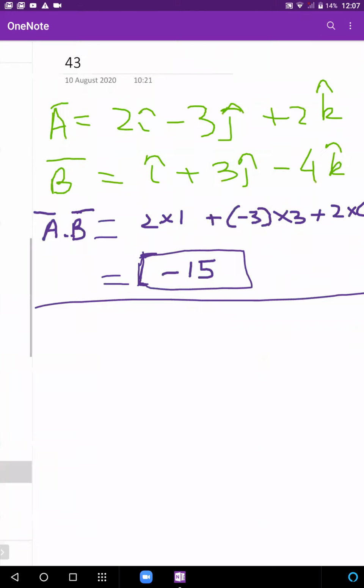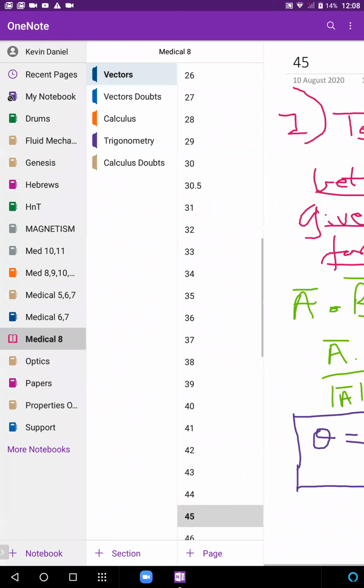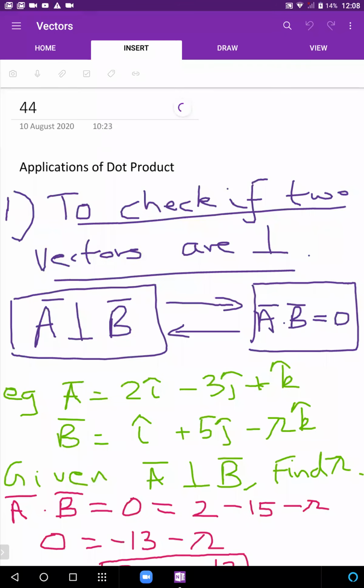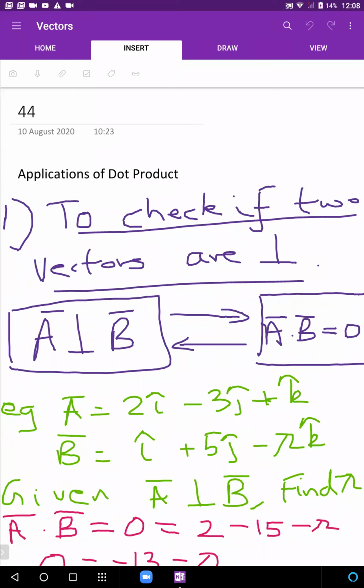Okay. Now, with that, seeing that dot product is so easy, we can try to see now some applications of dot product. Where is it used? So the idea is, one of the places where it's used is to check if two vectors are perpendicular, or to find something given that two vectors are perpendicular.